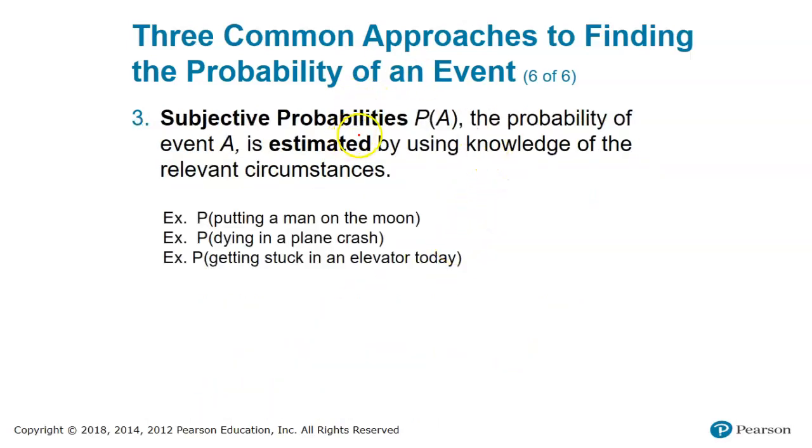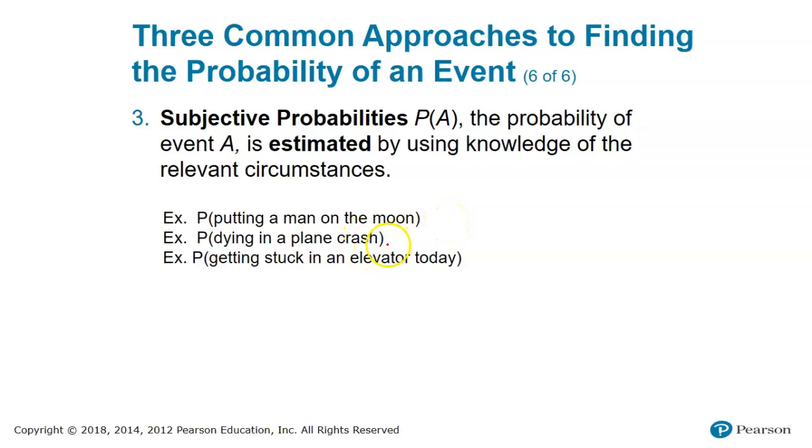Okay, subjective probabilities, these are a little bit more vague, and it is just some kind of estimate using the knowledge of relevant circumstances. Some examples of this would be the probability of putting a man on the moon. Obviously, there's a lot of things that play into something like that, and a lot of things that can affect the probability. So it is a subjective probability or an estimate.